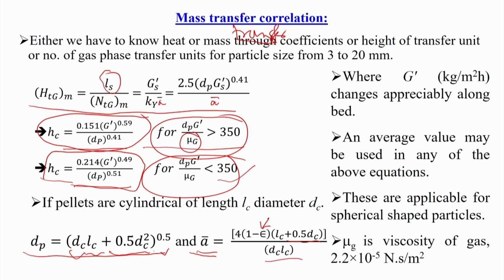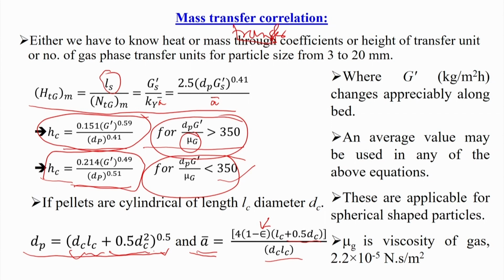Here g prime is in kg per meter square hour, and it changes appreciably along the bed, so an average value may be used in any of the above equations. Whatever g s prime, g prime we have assumed, we can take as the average value. These are applicable for spherical particles, and the viscosity of the drying gas is generally 2.2 into 10 to the power minus 5 Newton second per meter square.